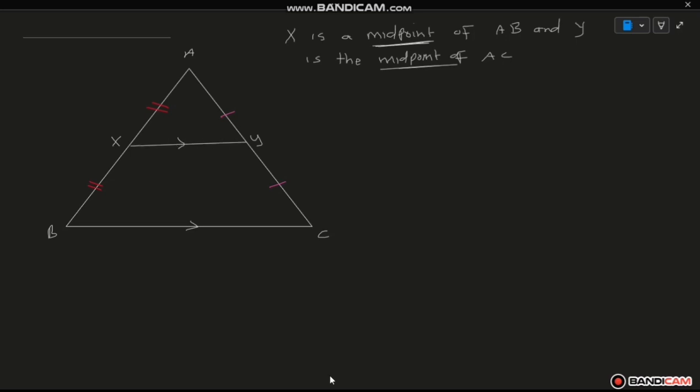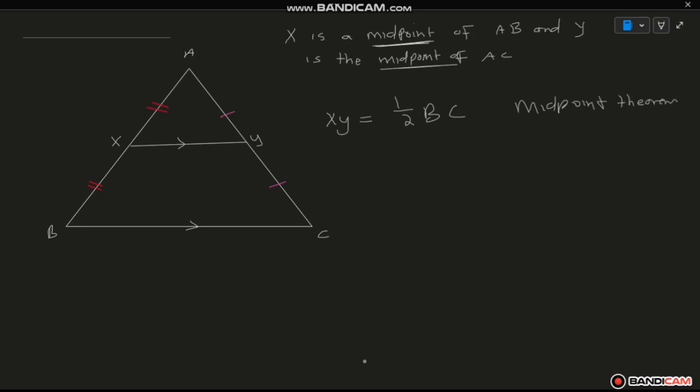Okay, let me just use another color, maybe blue. XY and BC must be parallel for us to have what? A midpoint theorem. So X and Y will be midpoints. That means AX is equal to BX, AY equals YC. Then what you must know again is that XY equals half of BC. Then the reason is the midpoint theorem.